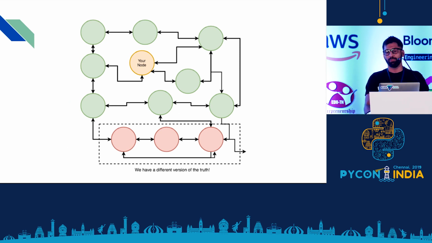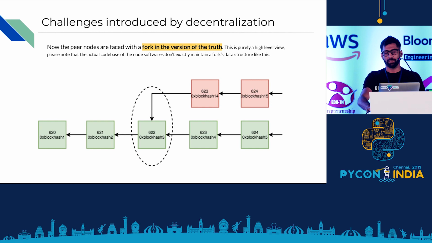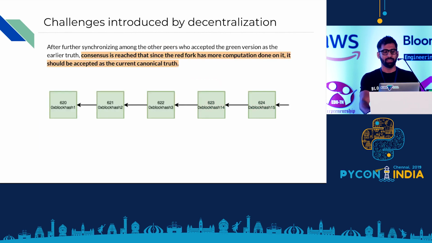Of course, it's an easy way to show it, but from here the effect starts trickling down to the rest of the network, but it still has not reached, let's say, your peer that is participating in the network. Now you're faced with a fork in the version of the truth. Of course, it's a high-level view. It's not exactly maintained in the code base like this, but you get to understand this. So after further synchronization, we decide that, okay, 623 over here will accept the one with the block hash 14. Going back a little, so instead of block hash 4, I took the block with block hash 14 with more amount of computational value.